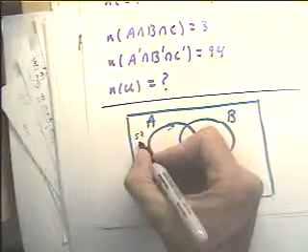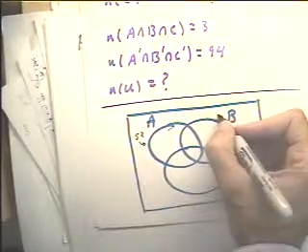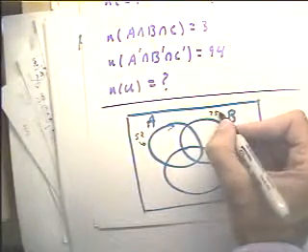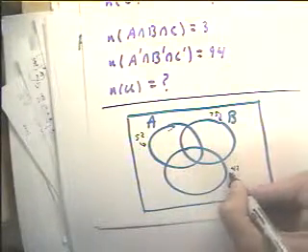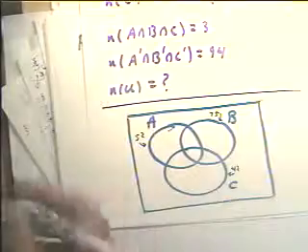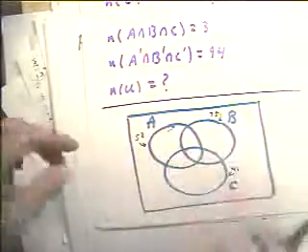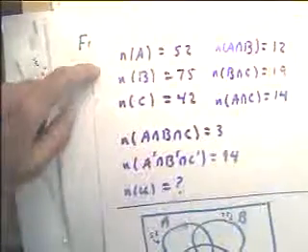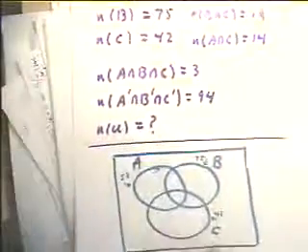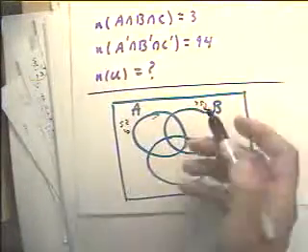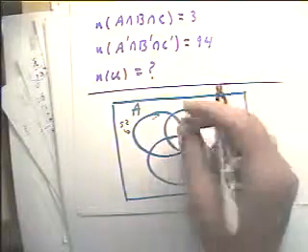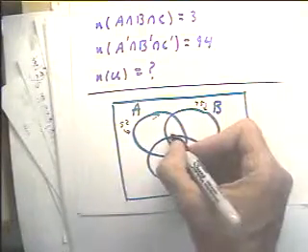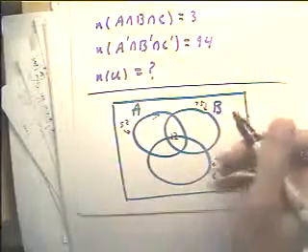Okay, in A there are 52 elements, in B there are 75, in C there are 42. Just quoting the information that we have here. Now in A intersection B there are 12 elements. Now A intersection B is this region consisting of these two subregions. We'll put the 12 on the boundary of those subregions.